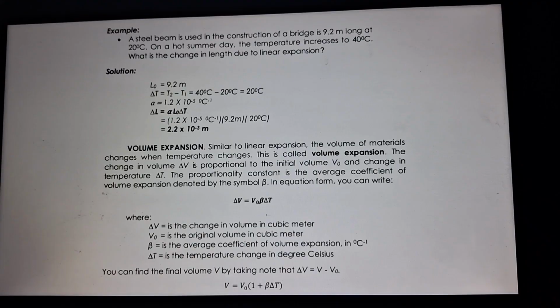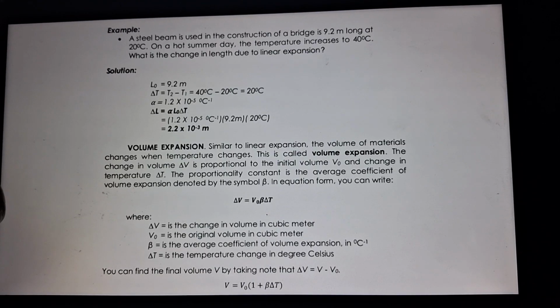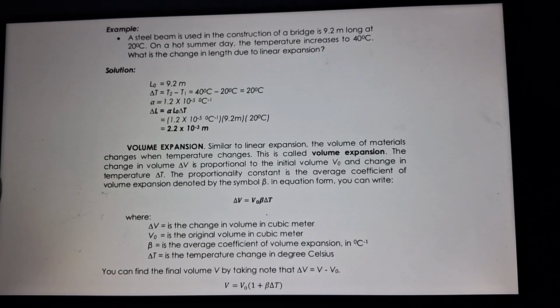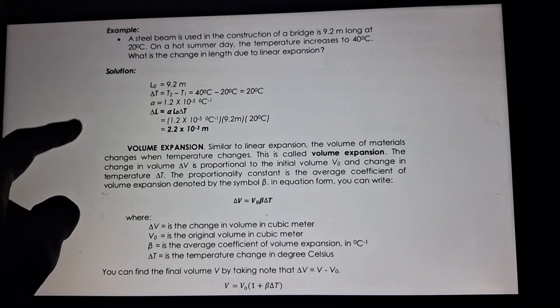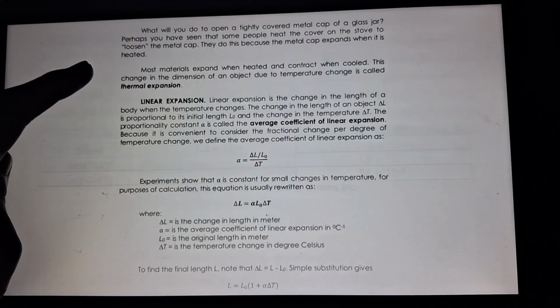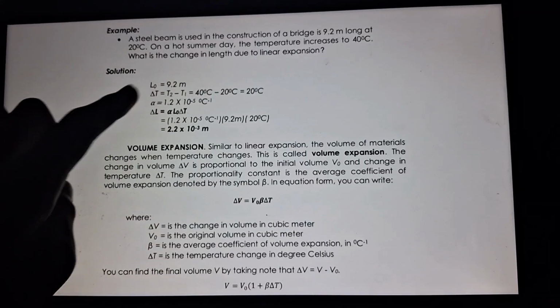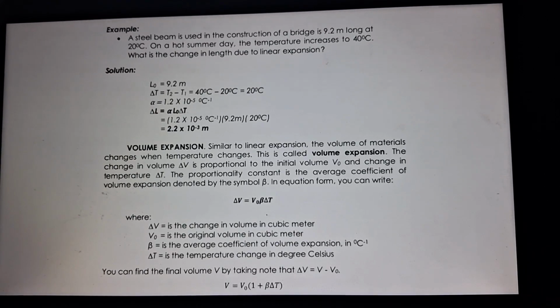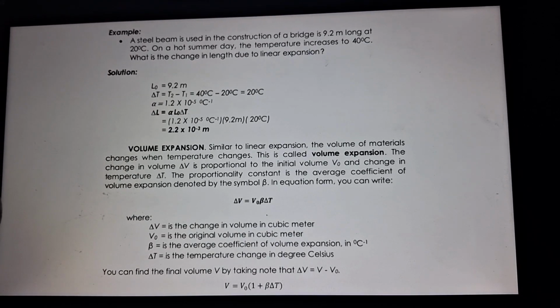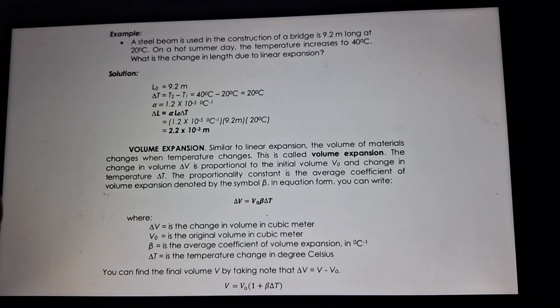So the example here: a steel beam used in the construction of a bridge is 9.2 meters long at 20 degrees Celsius on a hot summer day, and the temperature increases to 40 degrees Celsius. What is the change in length due to linear expansion? The solution is, you follow the formula, so we are going to find the ΔL. So it is 2.2 times 10 raised to negative 3 meters.